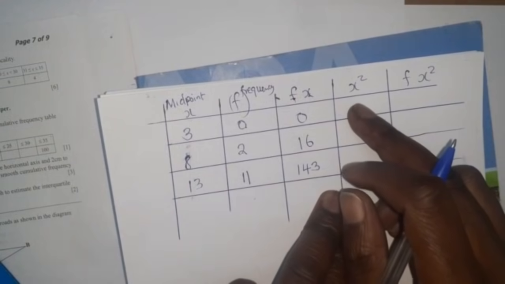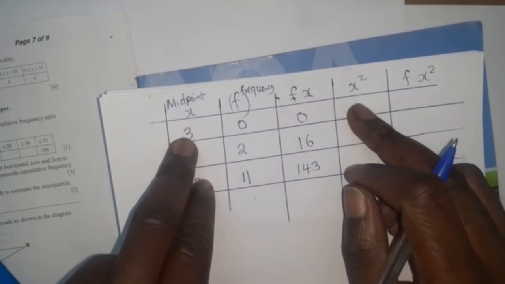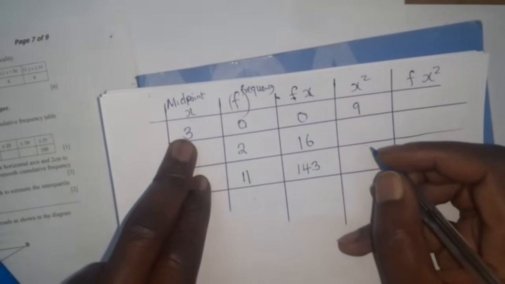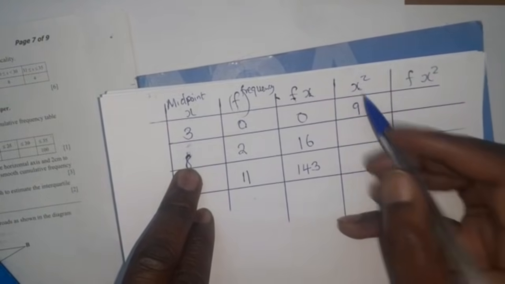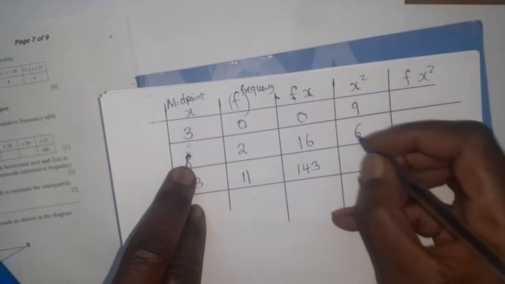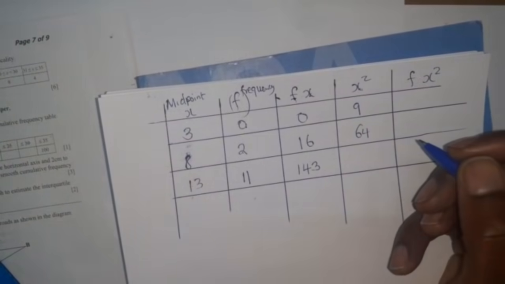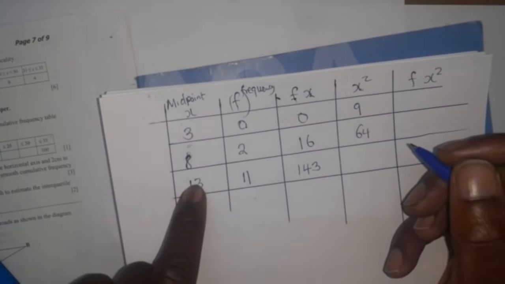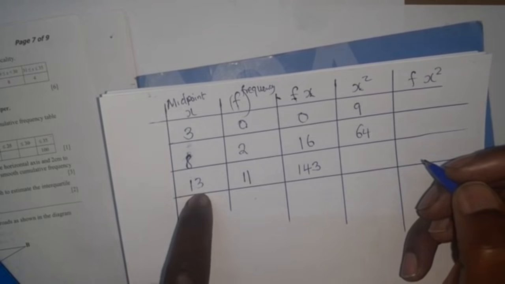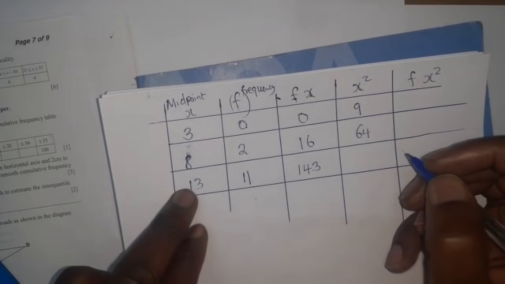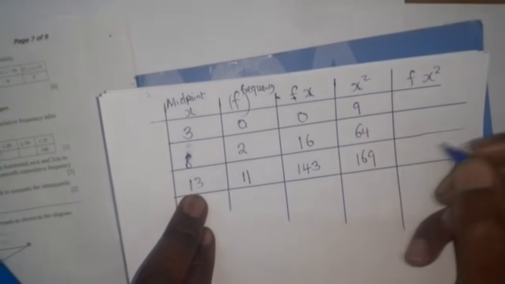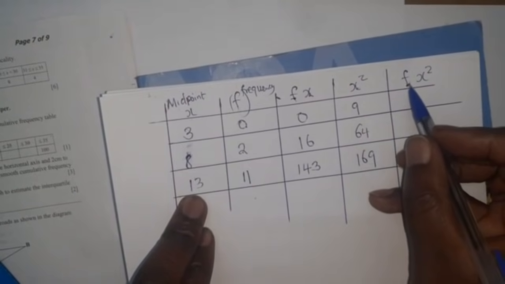So let's go on here. We have x squared. Where is our x? Our x is 3. So you square this one. What are you going to get? 9. Here, x squared, our x is 8. When you square this one, you get 64. Our x is 13. When you square this one, you get 169.